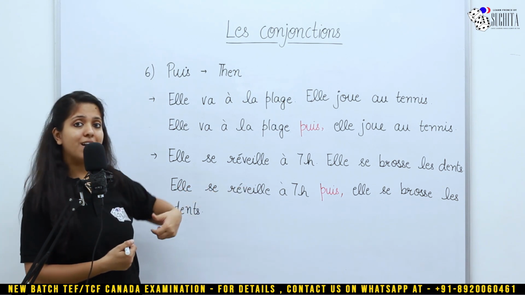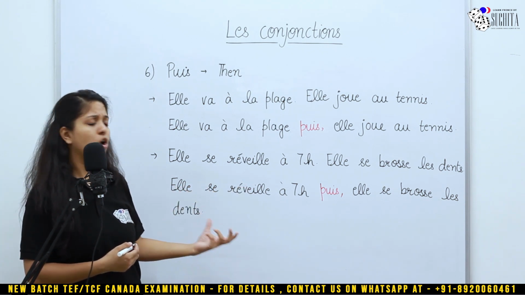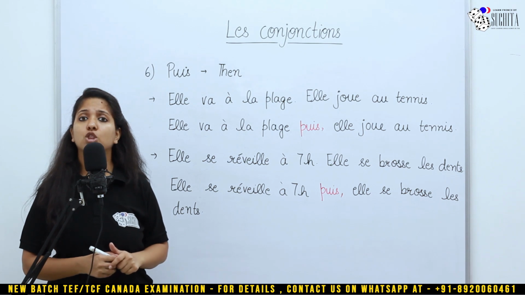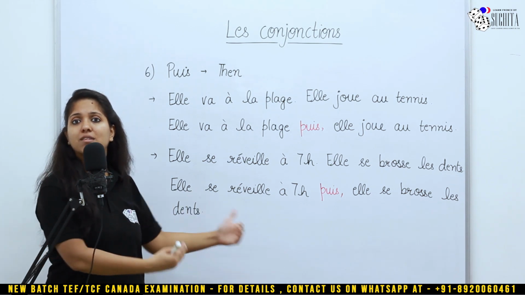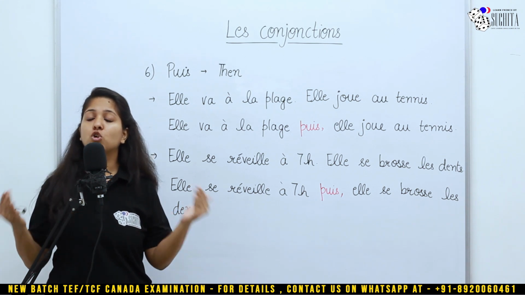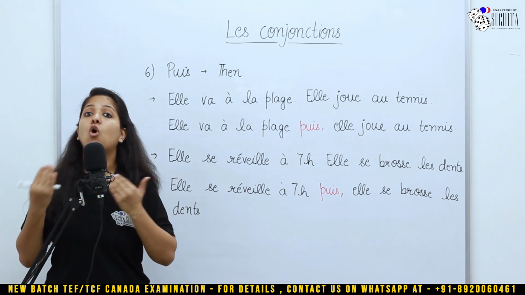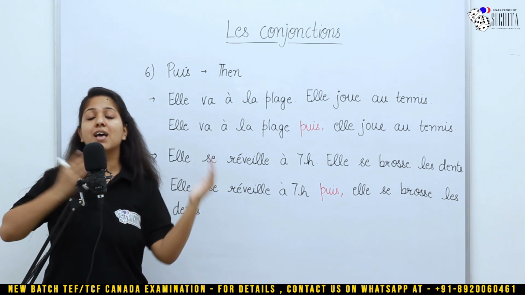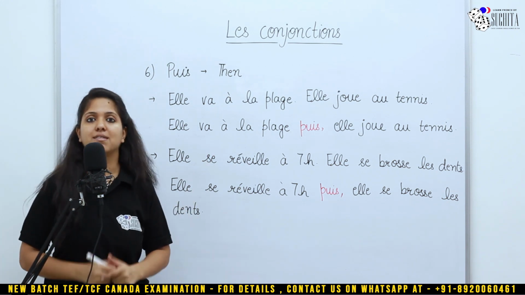Elle se réveille à 7 heures. She wakes up at 7 o'clock. Then she brushes the teeth. Puis, elle se brosse les dents. So, you use the conjunction puis to join the two sentences where there is an order. First, somebody does this and then somebody does this.